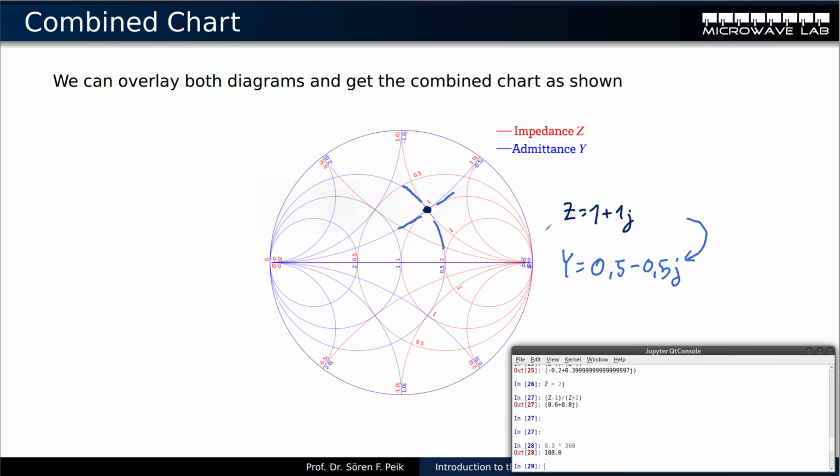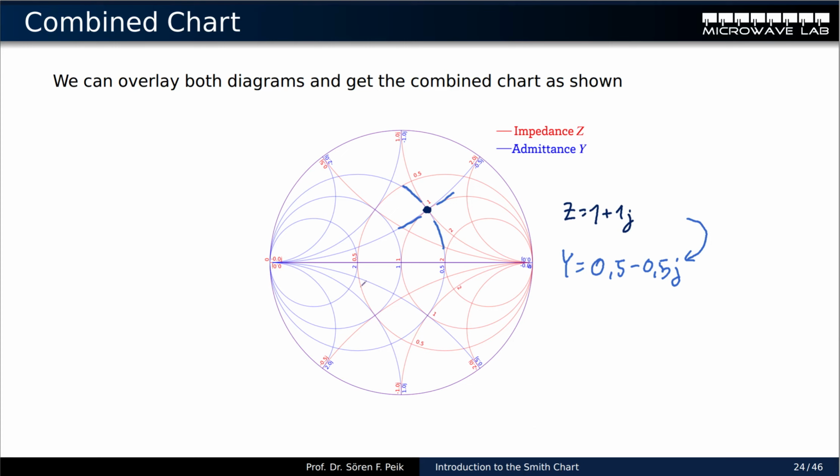Well, let's double check that in our program just for curiosity. 1 plus 1j, 1 over that, becomes 0.5 minus 0.5j. Do this on a sheet of paper, it's actually a lot of work.